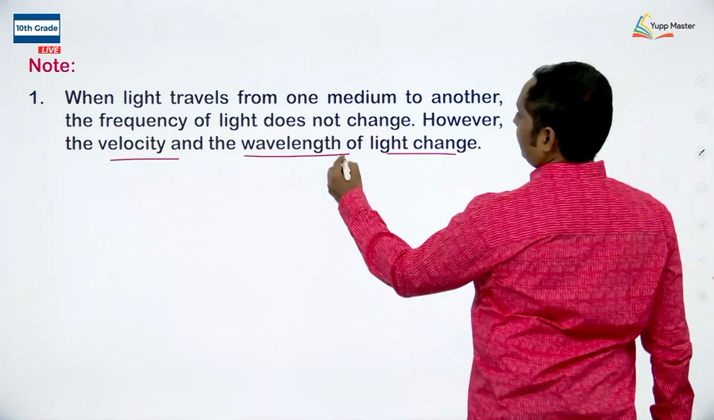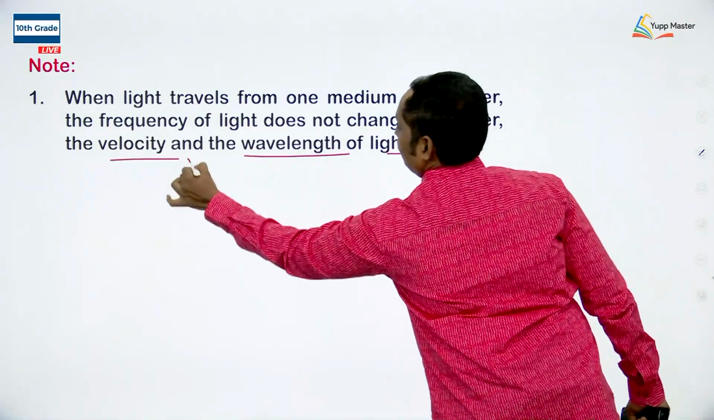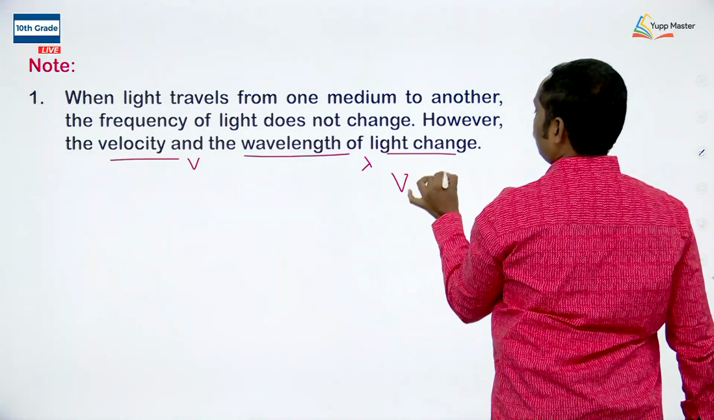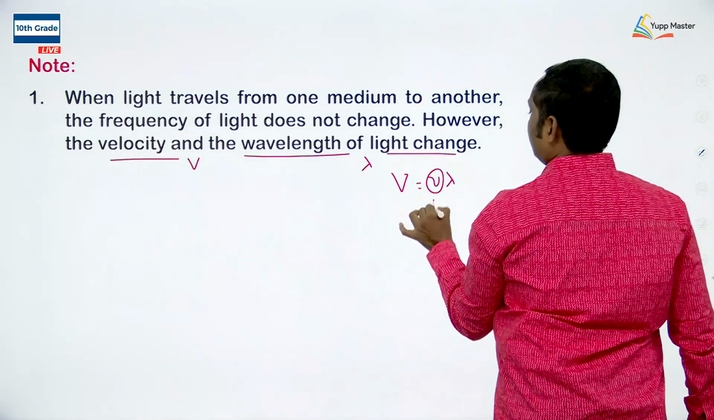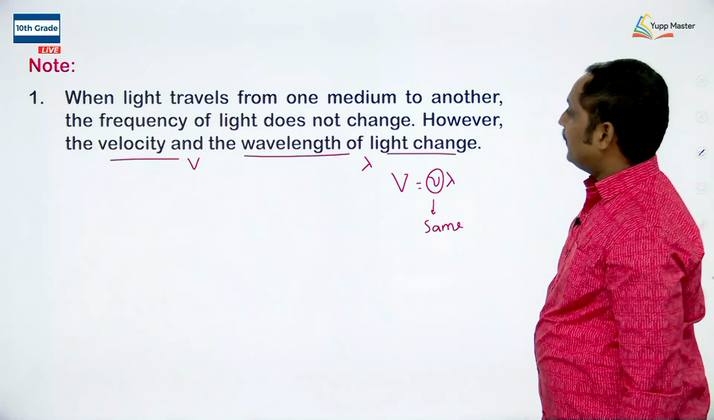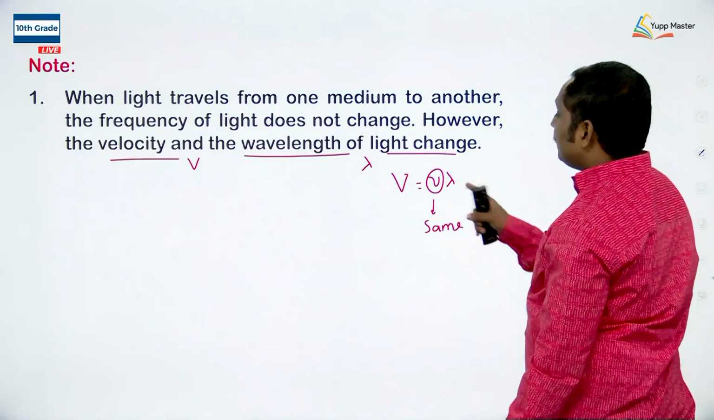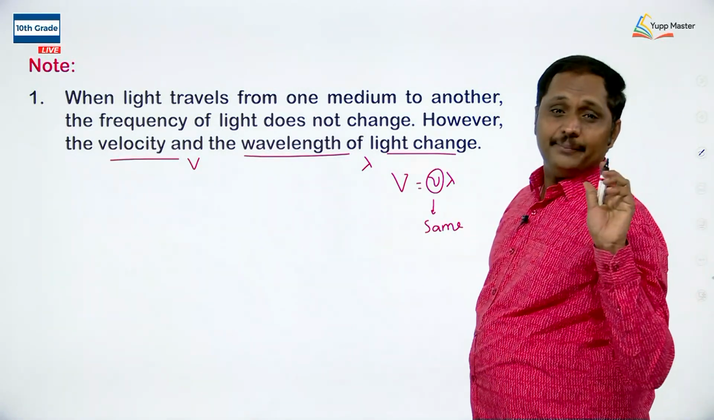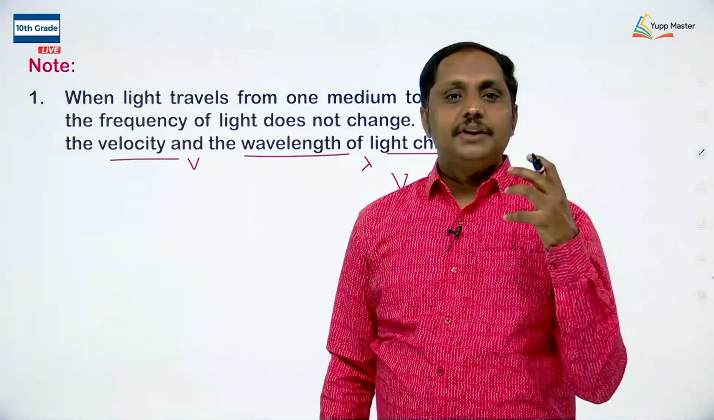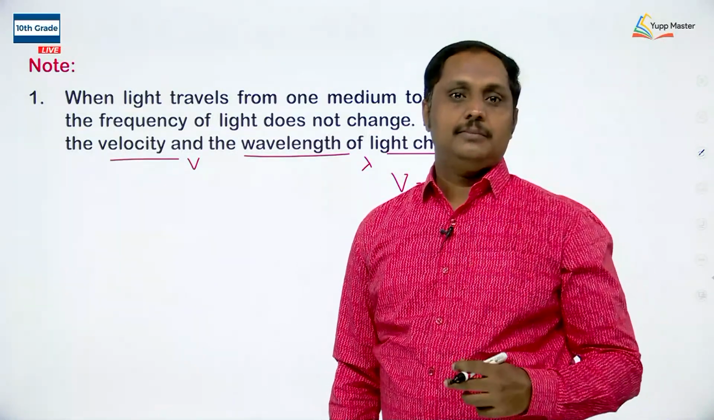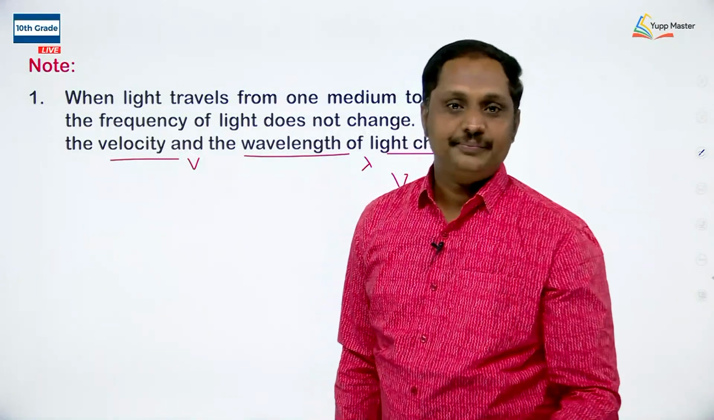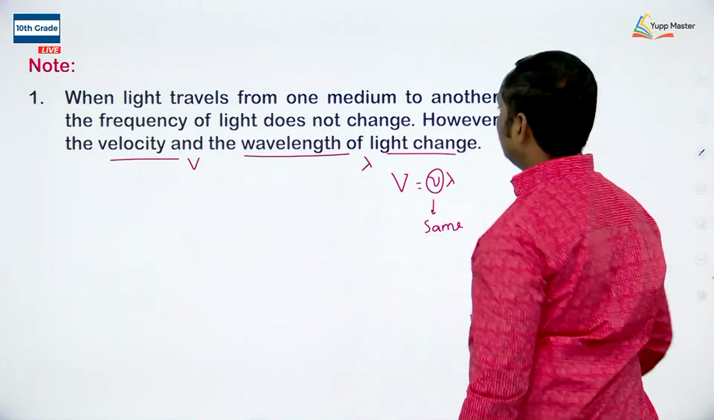Simply remember that if you take velocity v and wavelength lambda, they are related by v equals nu lambda, but nu remains the same. That is the case we have to confirm, but the frequency is going to be the same. The reason: the frequency does not depend on the medium, whether the light enters from rarer to denser or denser to rarer.